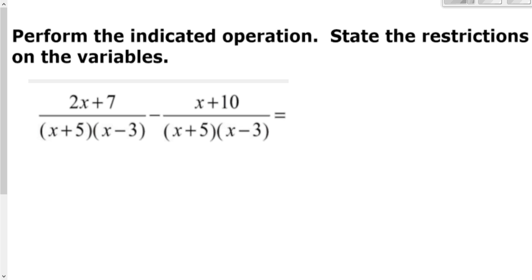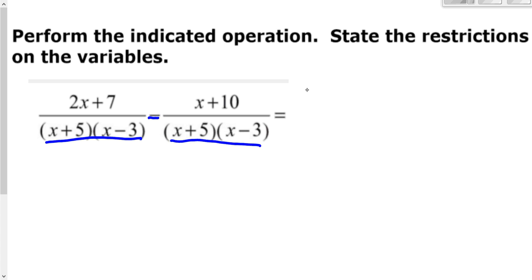So here's another problem. Perform the indicated operation and state the restrictions. So we're subtracting. Our denominator's already factored for us, so we don't have to worry about factoring the denominator. Then we look, we have x plus 5 and x minus 3, and x plus 5 and x minus 3. So we have a common denominator already, so now we're just going to go straight into subtracting.